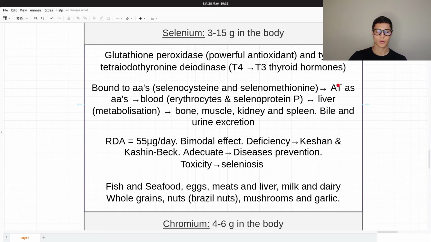So, do you remember how we absorb amino acids? Using active transportation, and they enter the enterocytes, and then they go to the blood, and they travel together with the erythrocytes in this case, and with the selenoprotein P. They go to the liver, where they suffer the metabolization, they free the selenium, and then the selenium can go to the bone, to the muscle, to the kidneys and spleen. The excretion is through bile and urine, both.